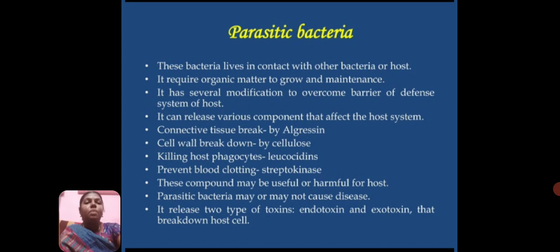Parasitic bacteria. These parasitic bacteria live in contact with other bacteria or a host. They require organic matter to grow and for maintenance. They have several modifications to overcome the defense barriers of the host. They can release various components that affect the host system: breaking connective tissue, cell wall breakdown by cellulase, killing host phagocytes and leukocytes, and preventing blood clotting, for example streptokinase. These compounds may be useful or harmful for the host. Parasitic bacteria may or may not cause disease. They release two types of toxin, endotoxin and exotoxin, that break down host cells.